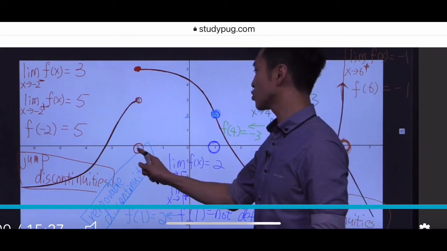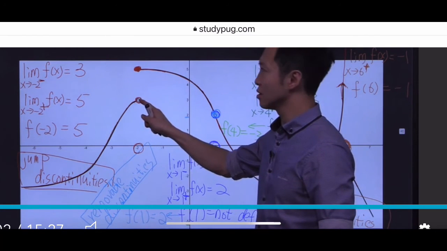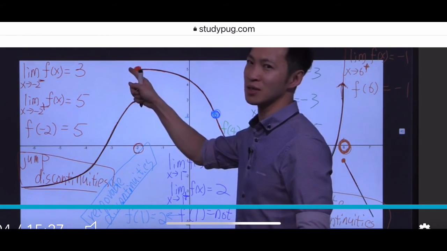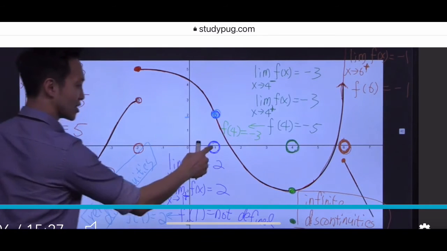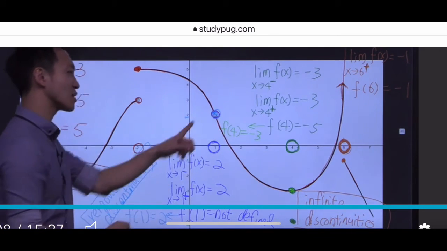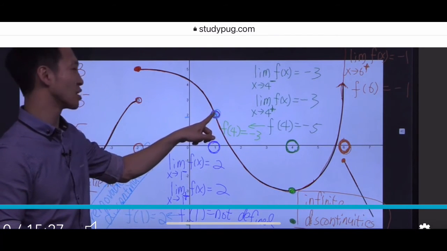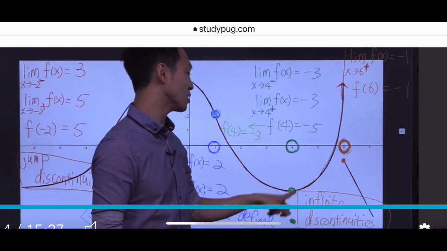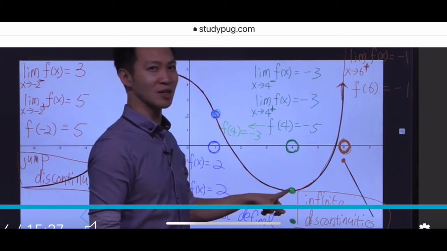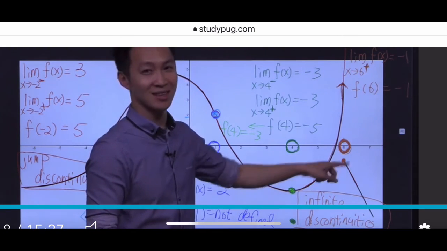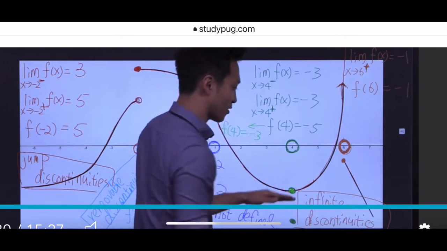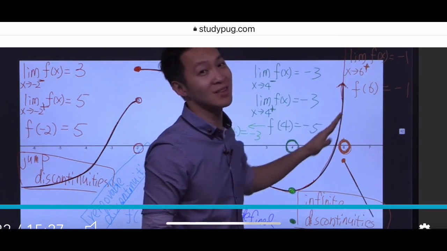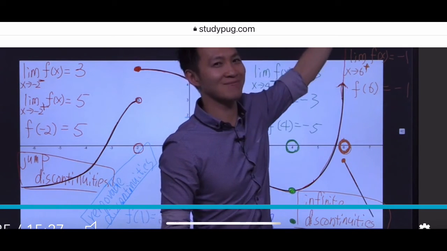Cool. So in conclusion, at x equals -2, the function has a jump discontinuity. At x equals 1, the function has a removable discontinuity. At x equals 4, the function has a removable discontinuity. And lastly, at x equals 6, the function has an infinite discontinuity.